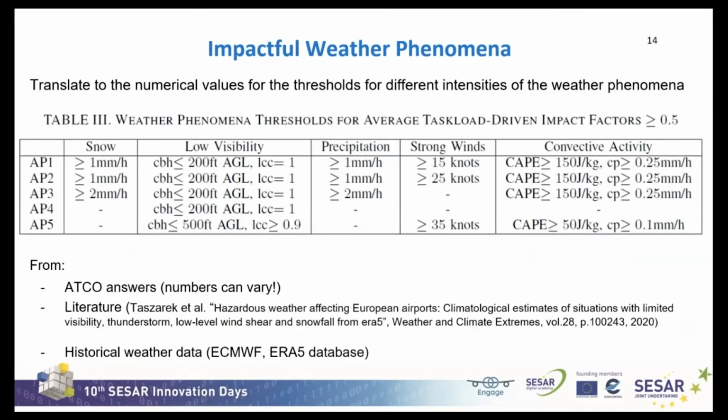We translate different intensities of the weather phenomena into numerical values using ATCOs' answers, which may be different. For example, for strong winds, severe winds are associated with 25 knots at one airport and 35 at another airport. We also refer to literature and use the historical weather database ERA5.